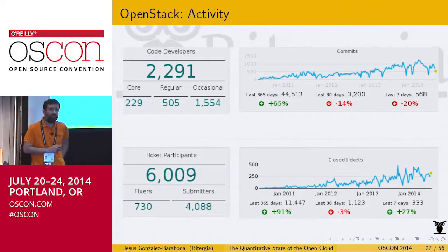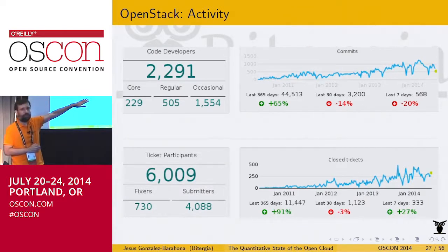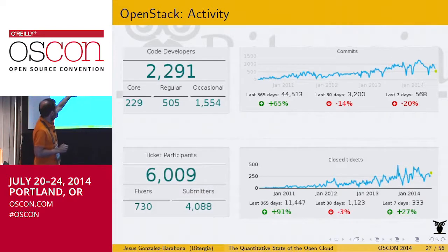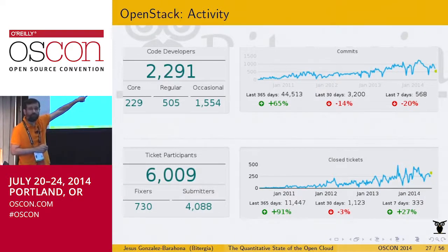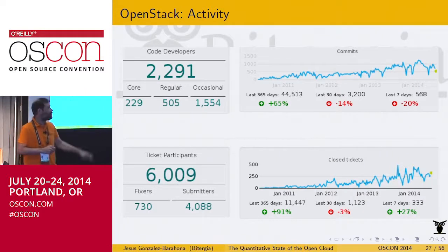And then if you go to OpenStack, you can notice the trend, and you can notice the size. So it's between 500 and 1,000 per month. Right now it's pretty close to 1,000 many of the months, not exactly, but very close. And in tickets, right now it's around 250 per month, too.